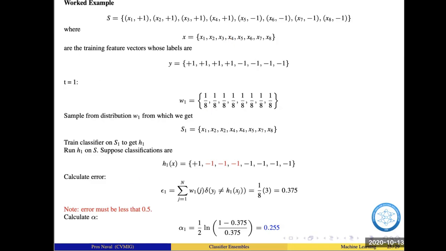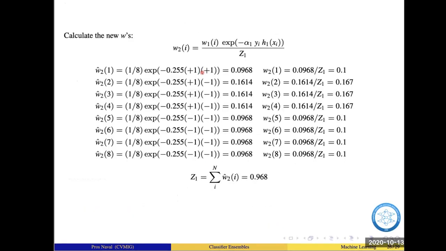So let's do the computation. The computation is as follows. Basically, in the numerator, we have the following. Before, it was just 1/8. These are all 1/8, right? For x1, x2, x3, up to x8, they're all 1/8. Then exponential of minus alpha 1.